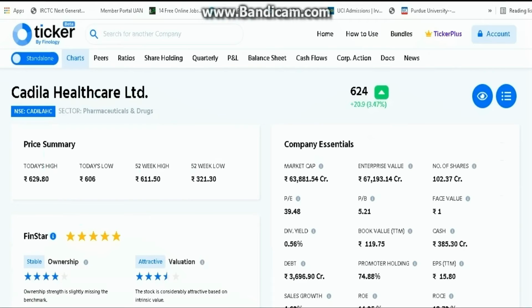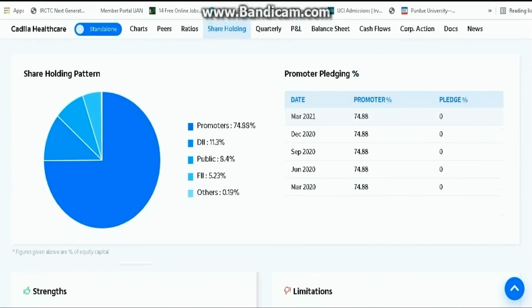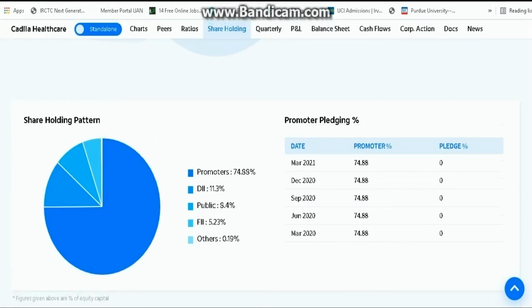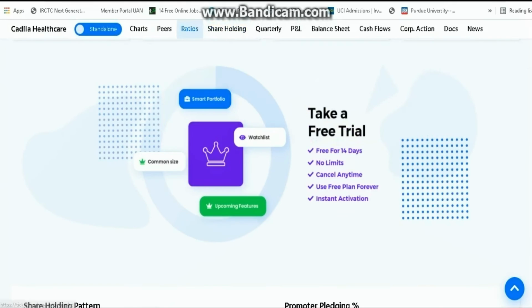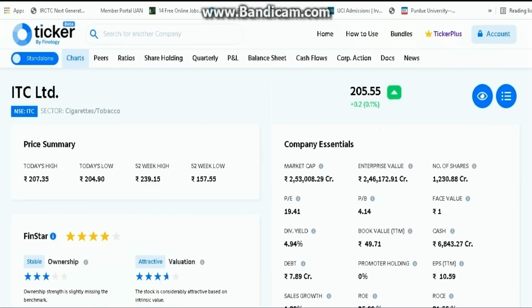Let's see something else, that is Cadila Healthcare. Let's see the shareholdings of Cadila. 74.88 percent promoter holdings. That is very nice. Here you can see a constant number, which means the promoters have a big vision and believe in their company. They have so much trust in the company that they haven't sold even a single share. So it is a very nice ratio. Here DIIs, public investors and FIIs, that is foreign institutional investors, are also investing in Cadila Healthcare.